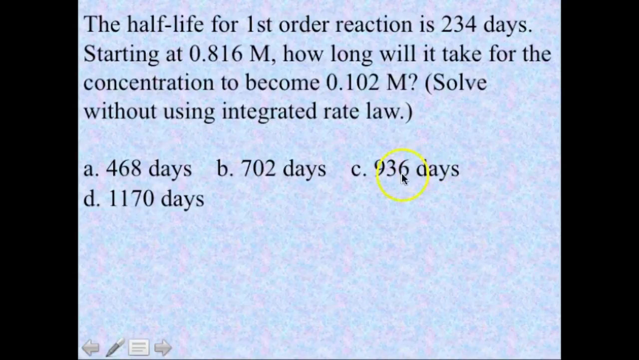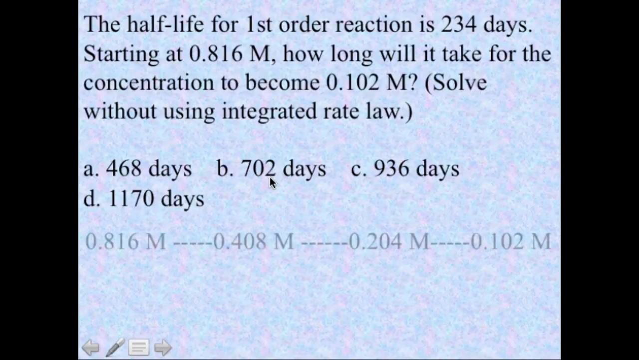So here's our last problem. The half-life for a first order reaction is 234 days, starting at 0.816 molar. How long will it take for the concentration to become 0.102 molar? And I want you to solve this without using the integrated rate law. And how can you do that? Well, look, you've got the half-life. You know what that means. And you know where you're starting and you know where you're ending. And I bet these numbers are going to be very congenial in terms of allowing you to figure it out. So turn your playback off, see if you can get it, and then come back and look at my answers.